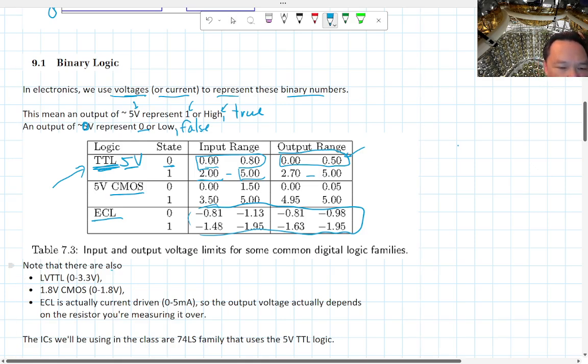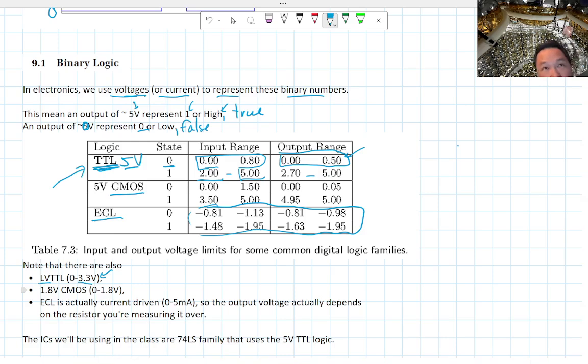Just to note that there is also low voltage TTL, which goes from 0 to 3.3 volts instead of 5 volts. For those of you who are older, well, not you guys, none of you are older, people my age remember that USB, the universal serial bus, used to work from 0 to 5 volts. When they converted to the newer micro USB, they converted to low voltage TTL, which goes from 0 to 3.3 volts instead. There's also low voltage or 1.8-volt CMOS, which is kind of cool because they specify the maximum voltage there, which I like a lot more than just saying low voltage. What does low voltage mean?